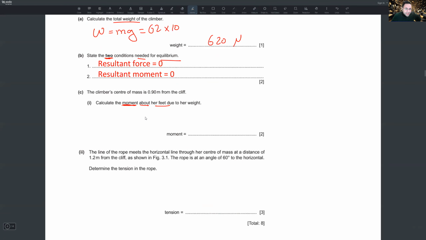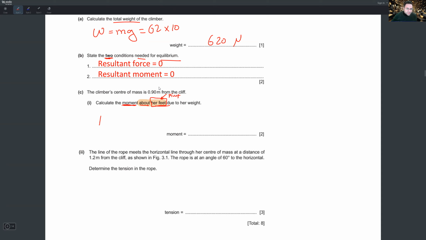The word "about". About something means that something is the pivot. About point B, that B is the pivot. About X, that's the pivot. About your hands, that's the pivot. About your shoulder is the pivot. About her feet is the pivot. Okay. Let's calculate the moment.